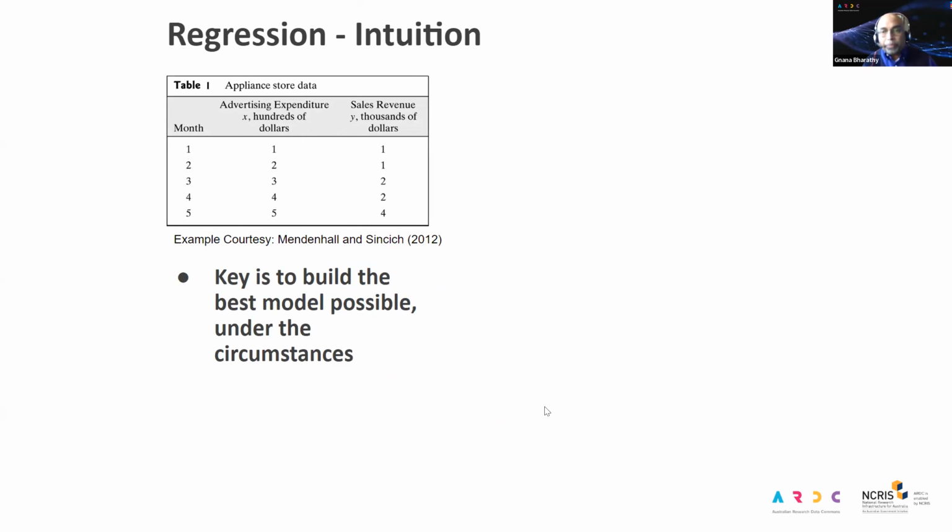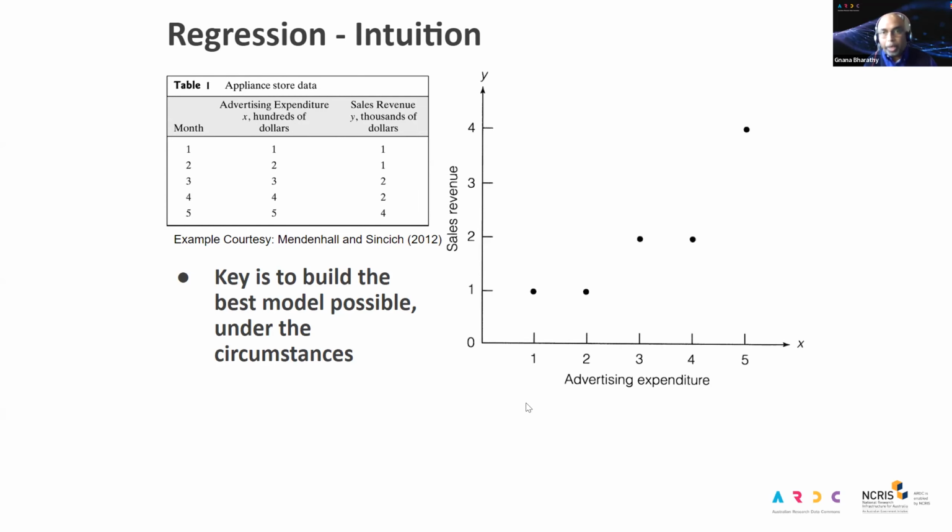The case very close to AI that you are all familiar with is a regression model. Look at the example wherein, for example, you are predicting the sales revenue based on the advertising expenditure.